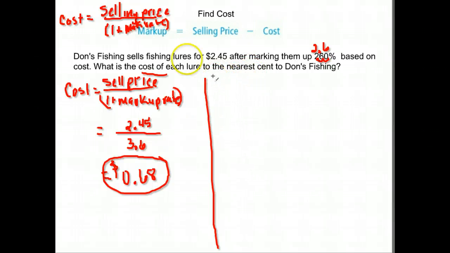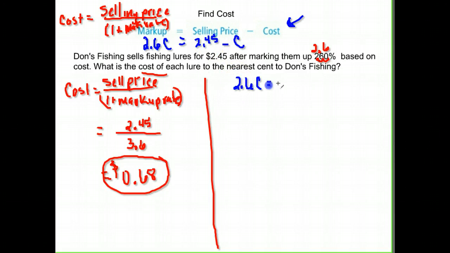You can go ahead and go to the next problem, if that's the method you used. If you would like to use the other method, which is to use this formula, again, we start by changing our markup rate to a decimal of 2.6. So our markup is 2.6 times whatever the cost is. The selling price is $2.45 minus the cost. Again, we call that C because we don't know what the cost is. So that is our equation, and we go and solve that equation.